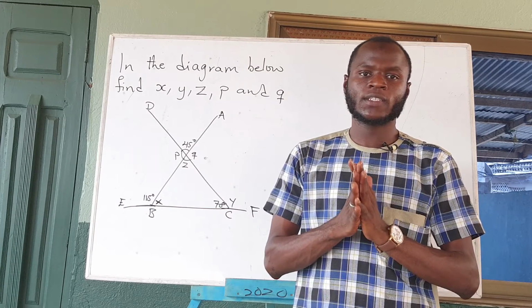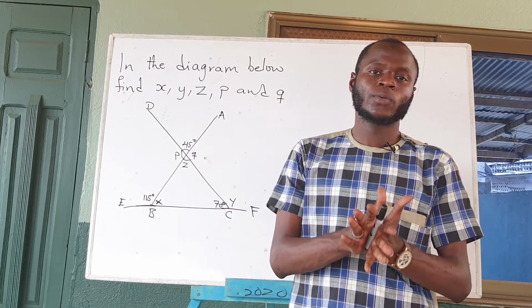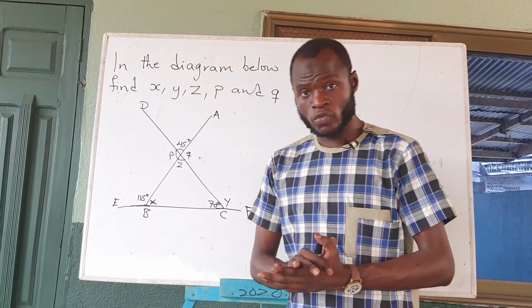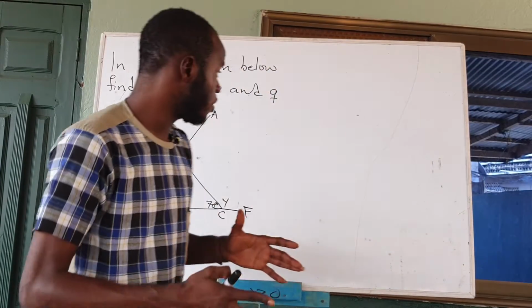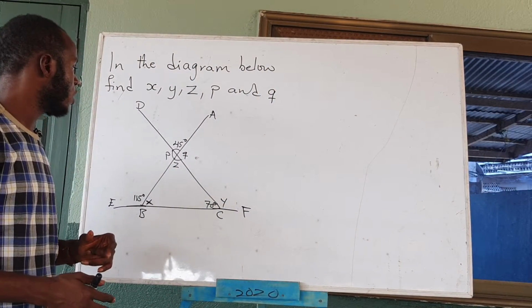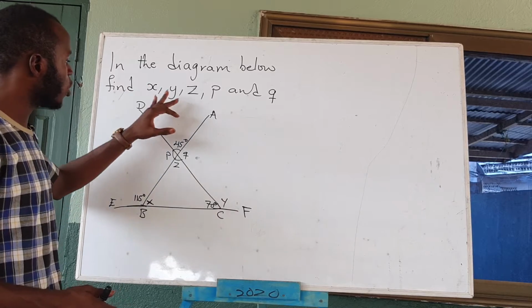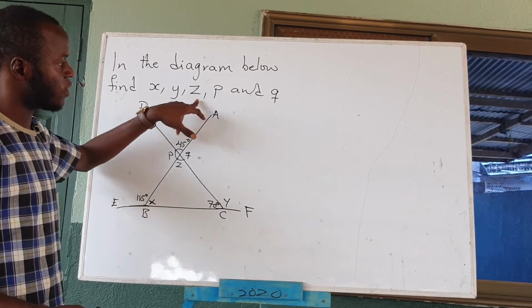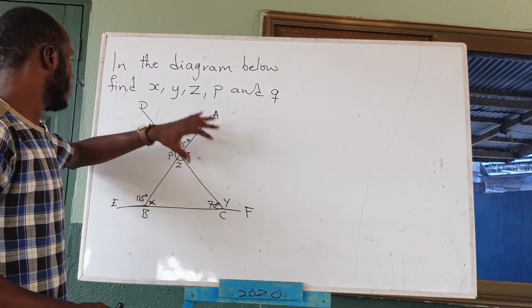Previously we looked at certain types of angle, which is the angle at a point and then angle on a straight line. Now we have this question on the board which says that we should find the unknown angles in the diagram below. Find x, y, z, p and q in this diagram.